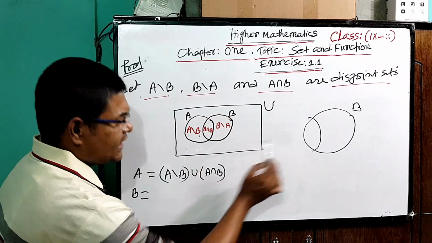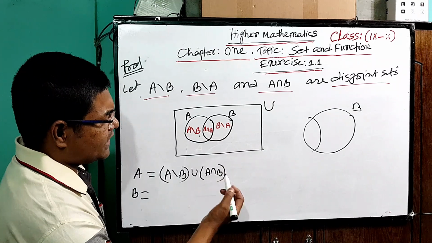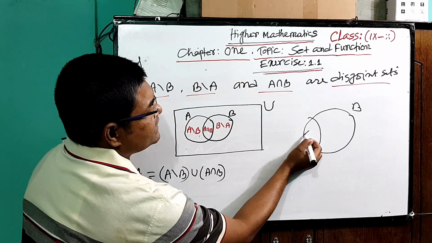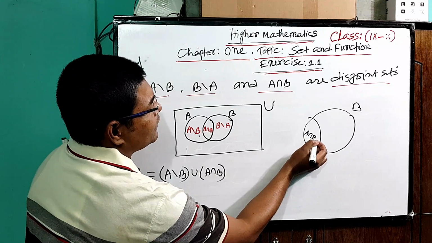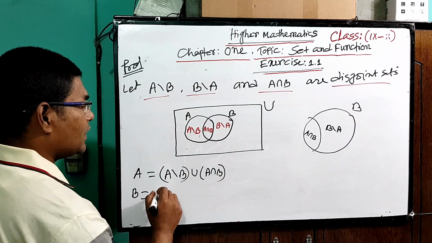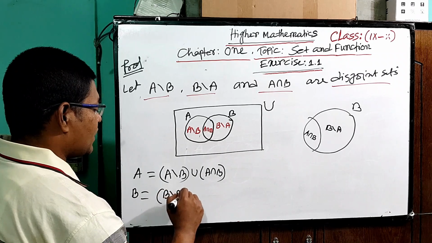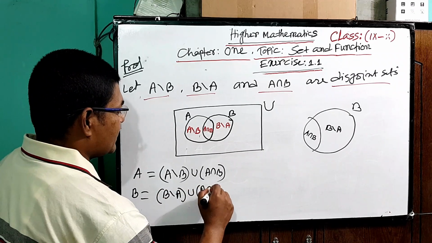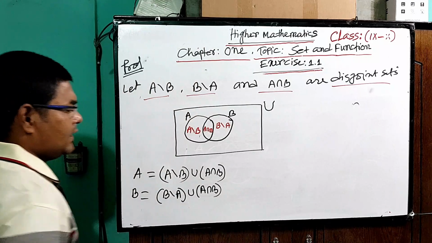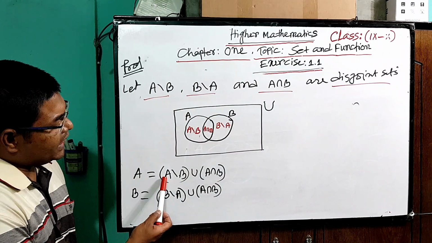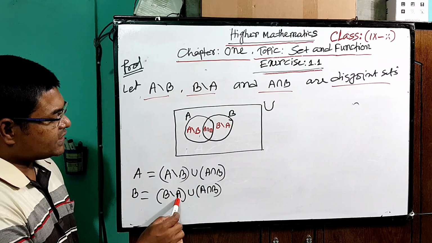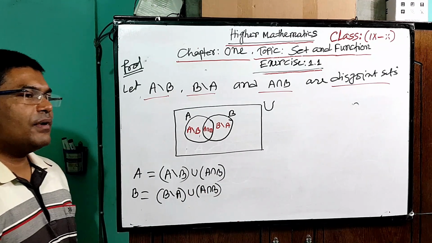Now come back to set B. If we draw the figure B, so I think you can see here, this part cut by A. So this is A intersection B, and this is B difference of A. So here is B difference of A union A intersection of B. Again, I think you can say A equal to A difference of B union A intersection B, and B equal to B difference of A union A intersection of B.